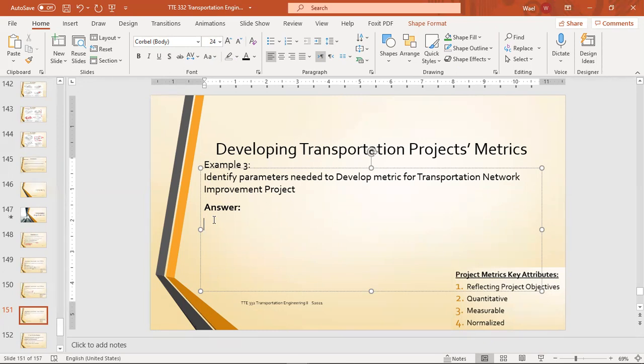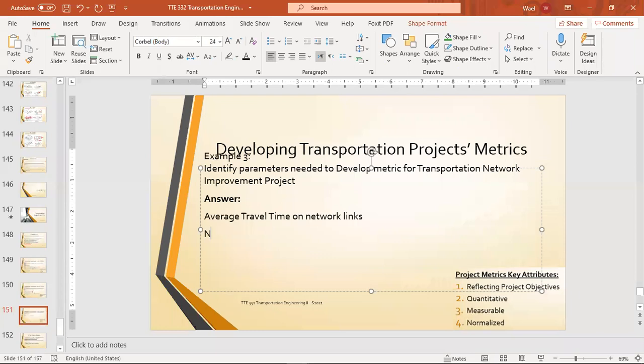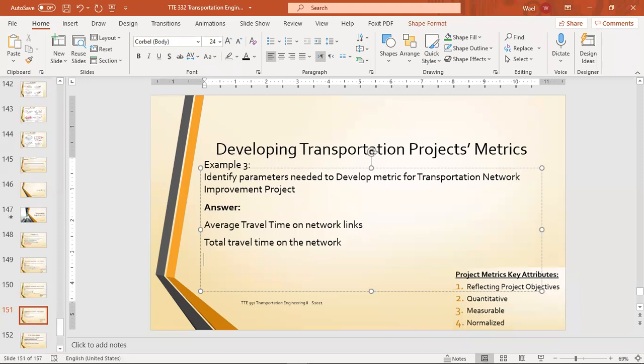Okay. Then here, to be specific, we can measure average travel time on network links, on the highways. Or we can measure total travel time on the network. Okay. Are these two parameters correct?